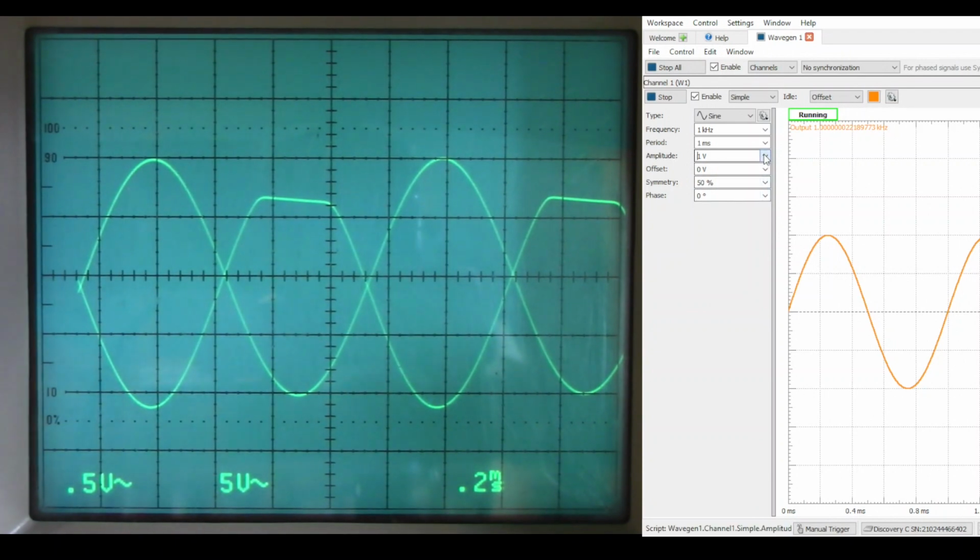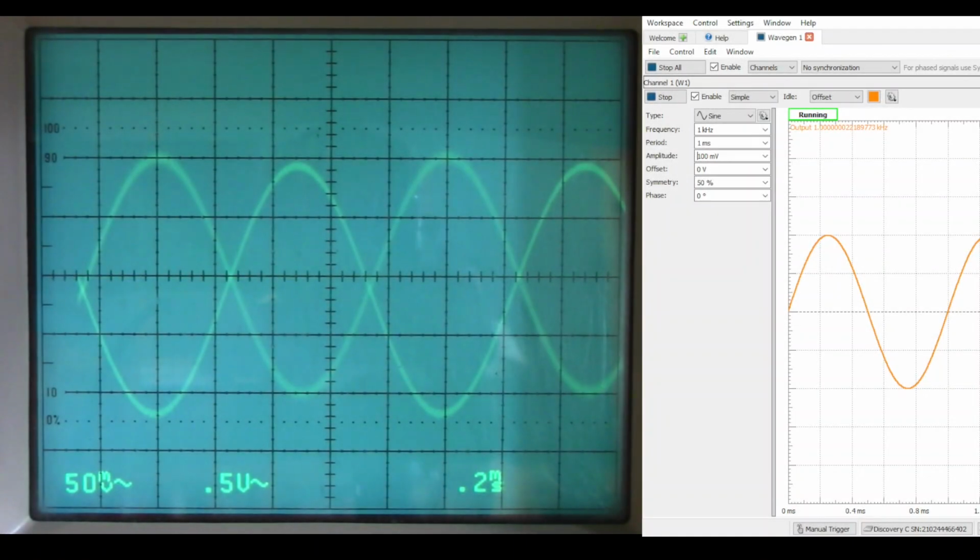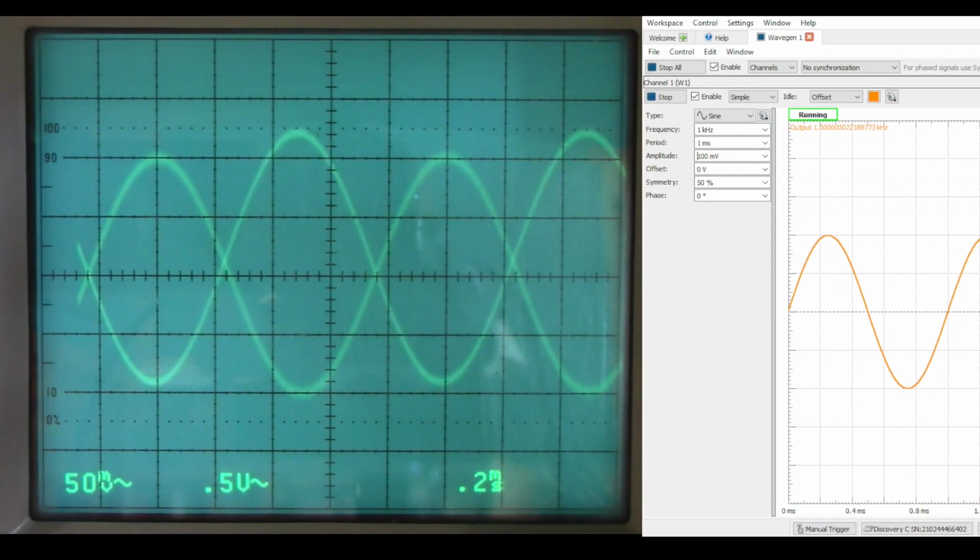What we'll do now is we'll lower the input voltage to 100 millivolts. This is the input voltage to the amplifier, and you can see that 100 millivolts. And now we can look at the output. So let's move it here where it's convenient.